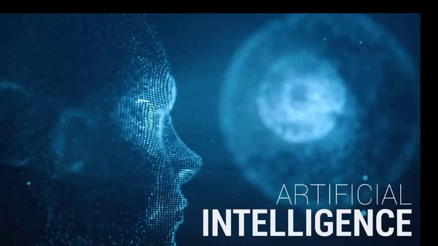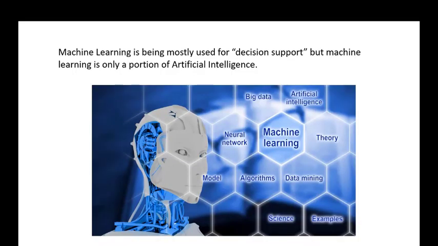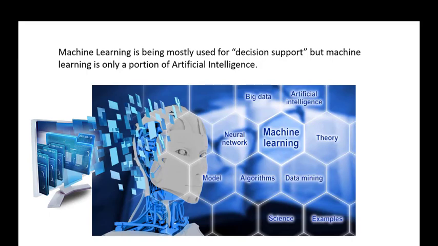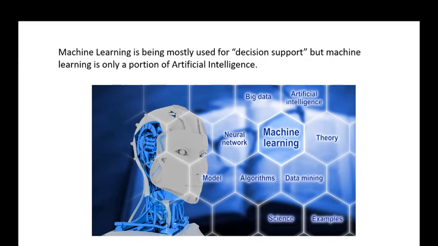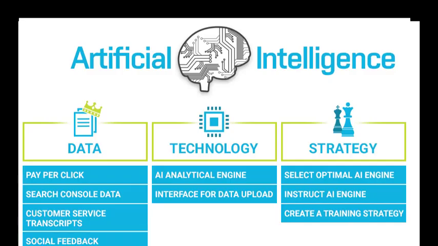In describing AI, we need to understand what artificial intelligence is. The subject of artificial intelligence is complex, and machine learning is only a portion of artificial intelligence. One portion of machine learning is the data. We need quality data. There's an old saying in computers, garbage in, garbage out. We'll look at some of the components of artificial intelligence later on in this presentation.